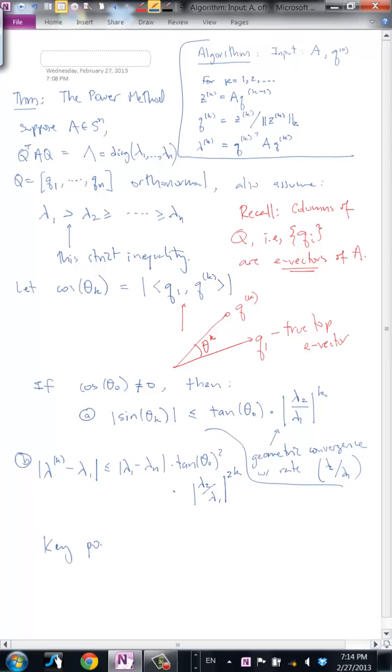So the key points, in summary, are first that the initialization vector cannot be perpendicular to q1, and this will never happen as long as we choose the initialization vector q of 0 randomly. And the second key point is that the convergence is linear, also called geometric.